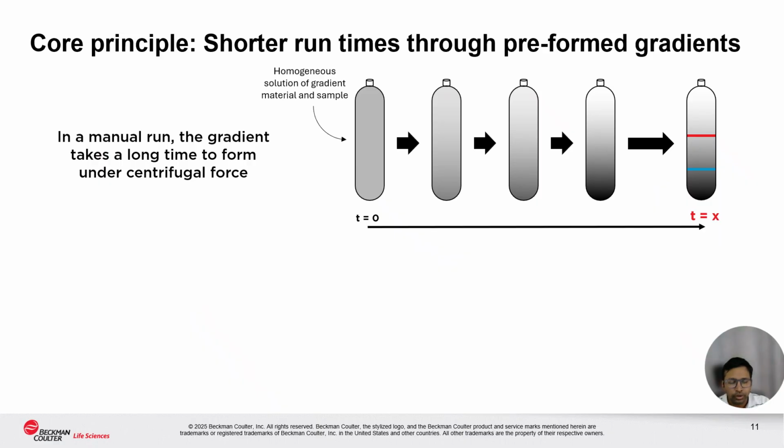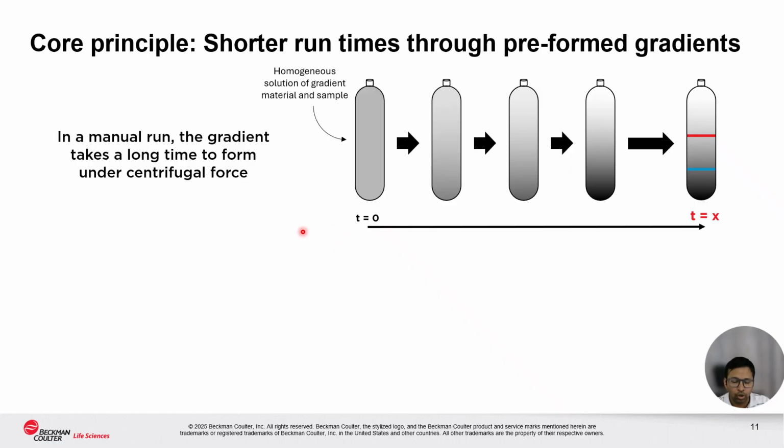So how does a preformed gradient do this? This slide will elaborate on that. In a manual run, what you're looking at is this homogeneous gradient over time taken in the ultracentrifugation process slowly starts ordering, self-forming this gradient. Right? So over time, it'll end up forming this equilibrium format of the gradient.